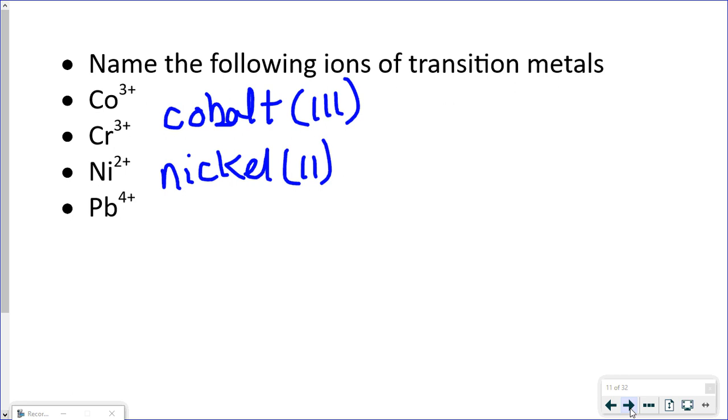Remember that most of those metals underneath the stair step can also be considered transition metals. So stuff like lead, tin that are under there will have multiple charges as well. Pb is lead, and it has a positive 4 charge. So it'll be lead 4, which is the IV.